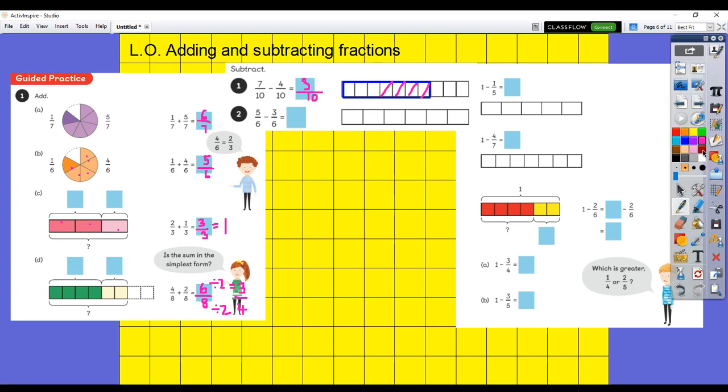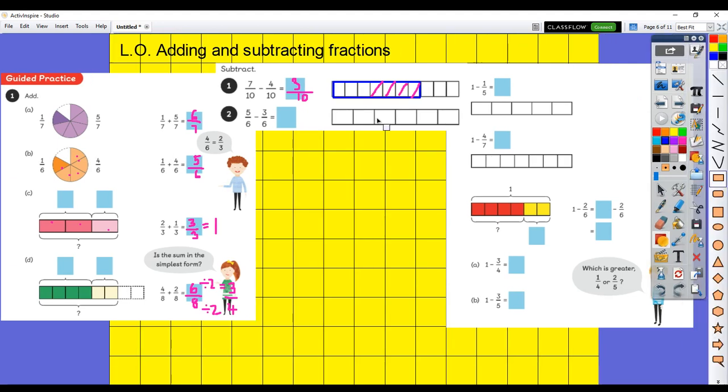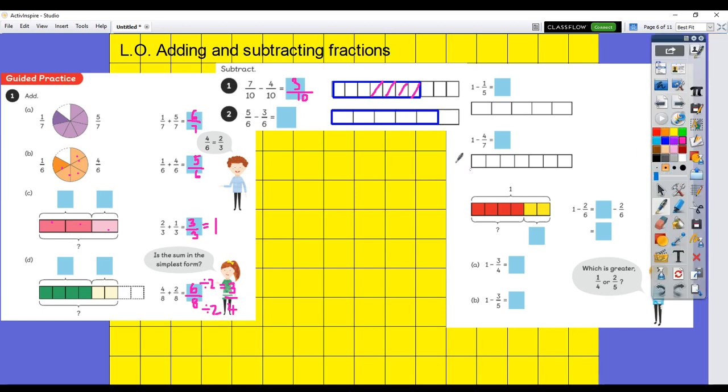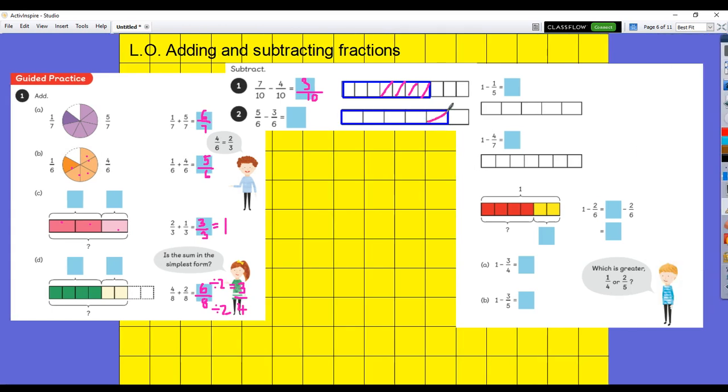Okay, going to do the same for 5/6. Going to colour in 5. So 2, 3, 4, 5. And I'm going to take away 3. You might know, oh, that's easy, I can just do that in my head, because 5 take away 3 is 2. That's right, but I want you to prove you are right, like I always like you to do. So that's going to be 2/6.